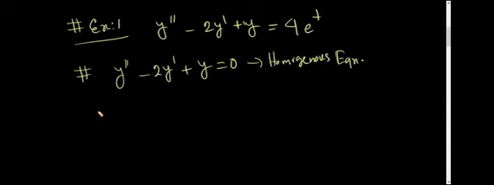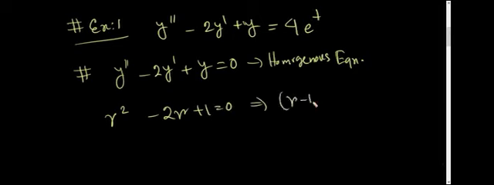Now the auxiliary equation, you are already familiar with how to solve second order homogeneous differential equations with constant coefficients. From there you can obtain an auxiliary equation, and that auxiliary equation will be just r squared minus 2r plus 1 equals 0. This implies (r minus 1) whole square equals 0. This means r is equal to 1, but here we have a repeated root.